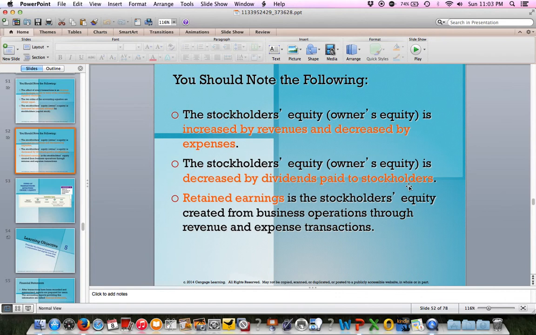Okay, so as we delivered goods and services to our customers, we earned revenues. As we paid our expenses, as assets got used up, we incurred expenses, and so revenues less expenses equaled net income.